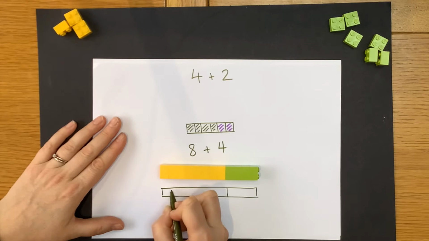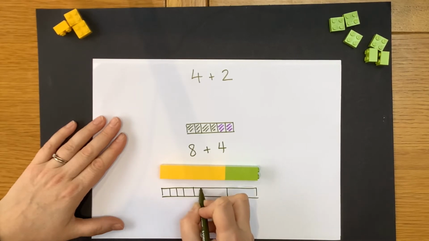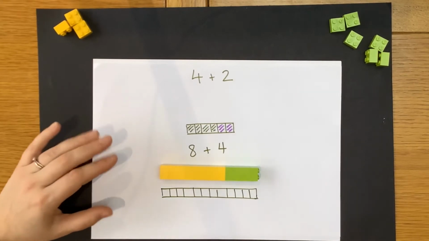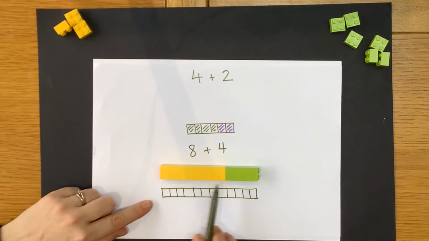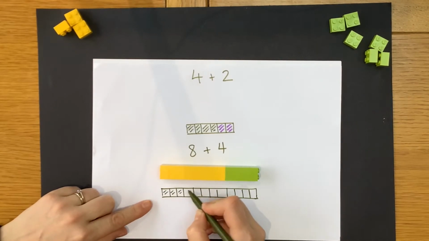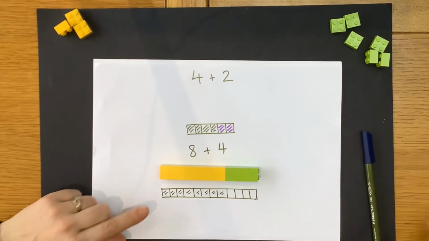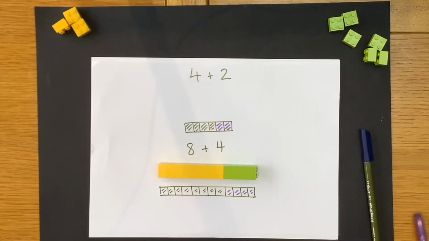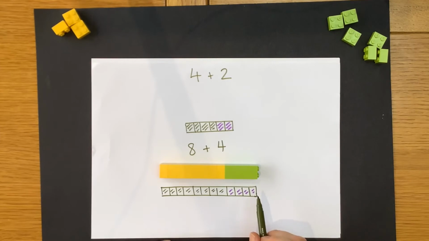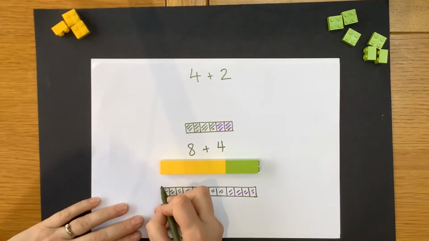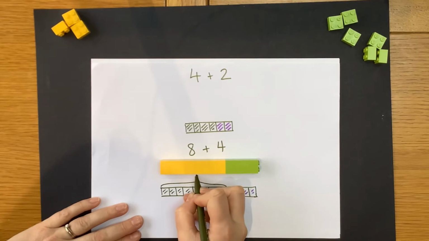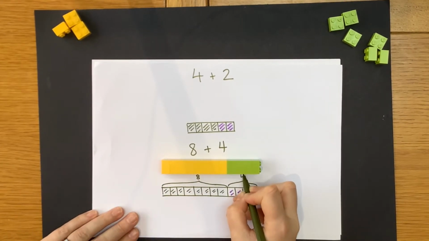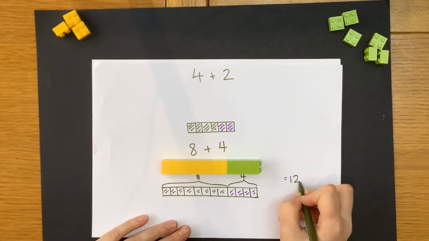So this time there are going to end up being 12 blocks on my bar, because I've got 8 yellow blocks, 2, 3, 4, 5, 6, 7, 8, and 4 green blocks, which all together is 12. Okay, so just to show you how we might label our bar, I've got 8 blocks there and 4 blocks there, which altogether equals 12.